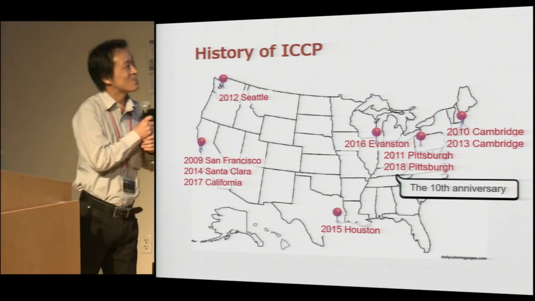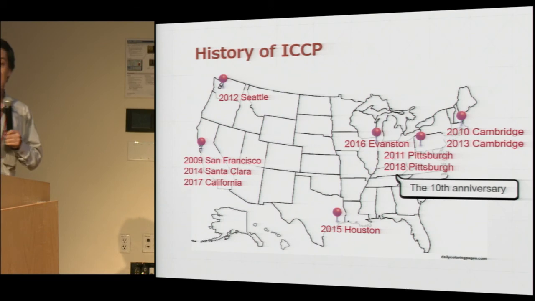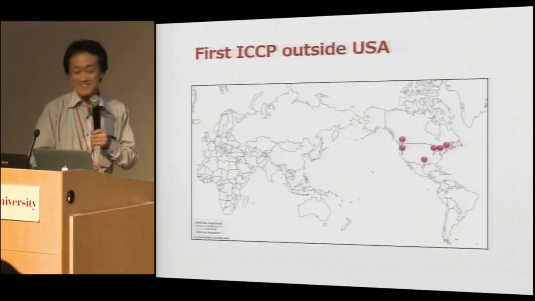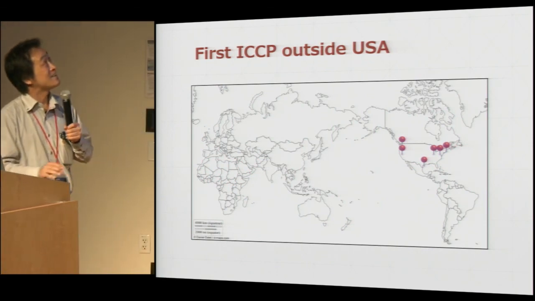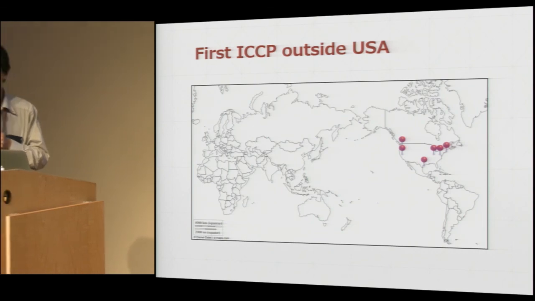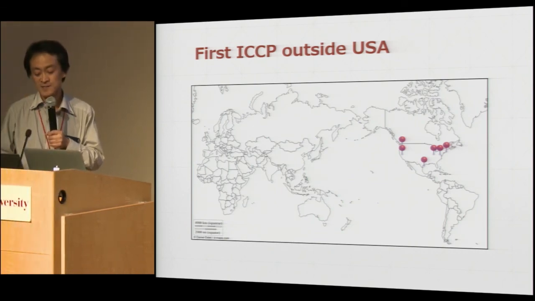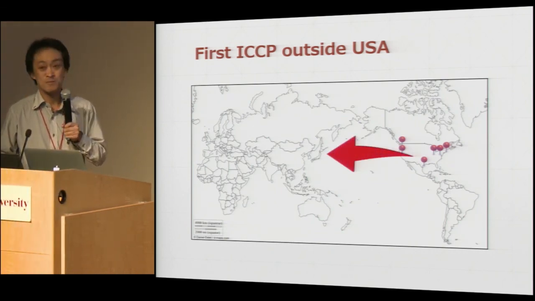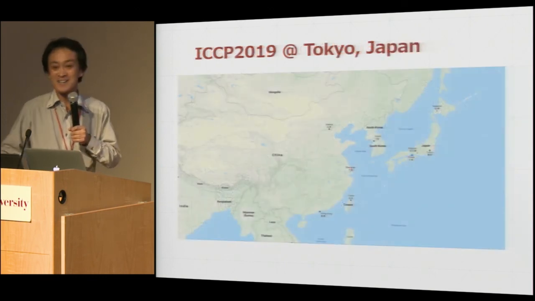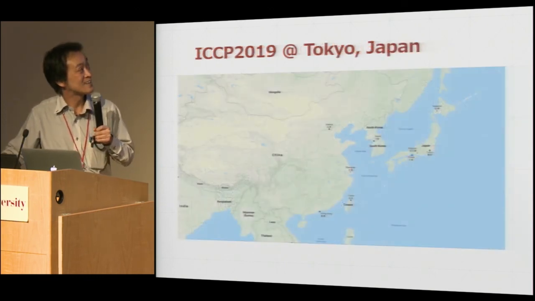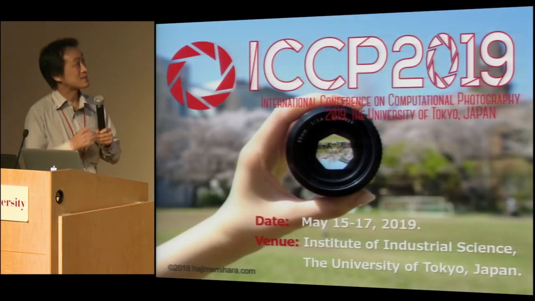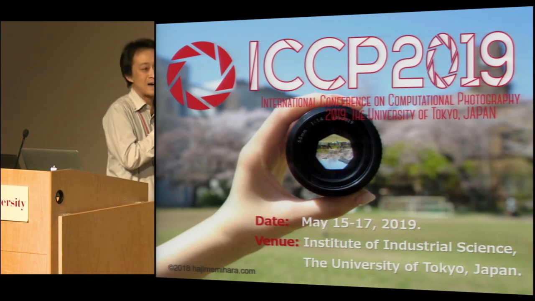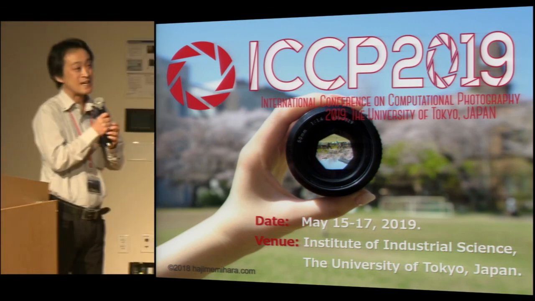Congratulations. But ICCP is an international conference. So next we move to the outside of the United States. The next ICCP is the first ICCP held outside the United States. So we move to Tokyo in Japan. Do you know the location of Tokyo? Here is Tokyo. So we have the next ICCP in Tokyo.